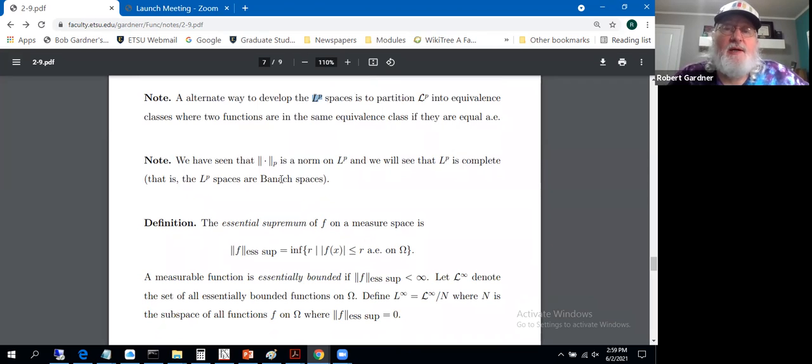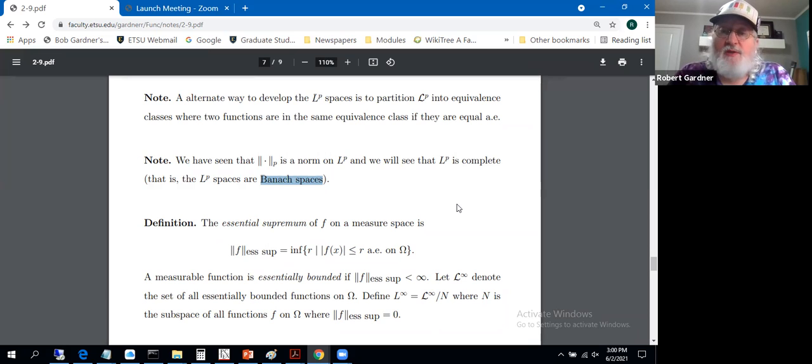Okay, we've seen that the L^p norm is a norm on L^p, and simply it's the same norm we have on calligraphy L^p. And we'll see that L^p is complete. So we've got a complete normed linear space. Then we've got ourselves a Banach space. So the L^p spaces are examples of Banach spaces.